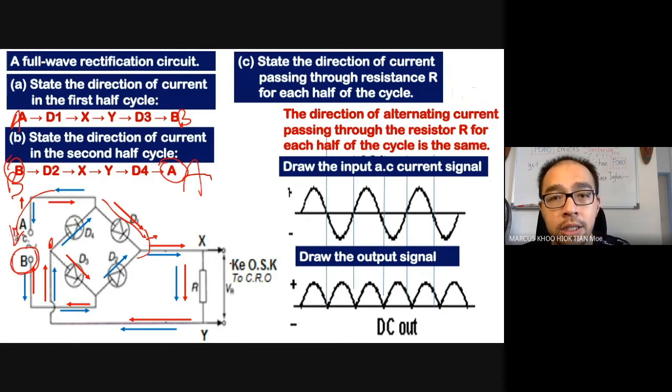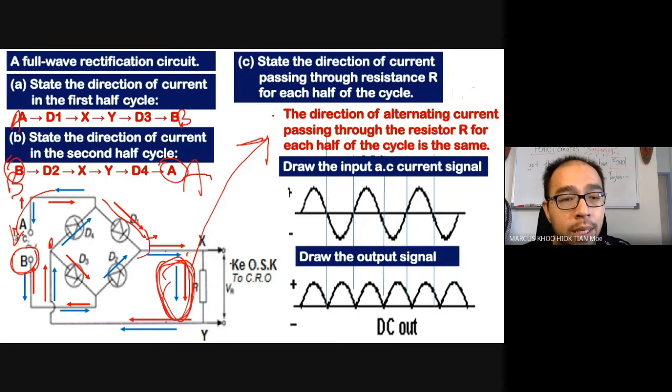Okay, so the direction of the alternating current passing through the resistor R of each half of the cycle is the same. This is the most important thing. Okay, draw these two arrows and talk about this. Okay, because of the rectification done here. Okay, disebabkan ada pembetulan sudah dibuat di sini. Okay, the direction of the current that passes through the CRO, the resistor or the light bulb is always the same. That's why kalau kita pasang satu CRO di sini, we're going to get output like this.